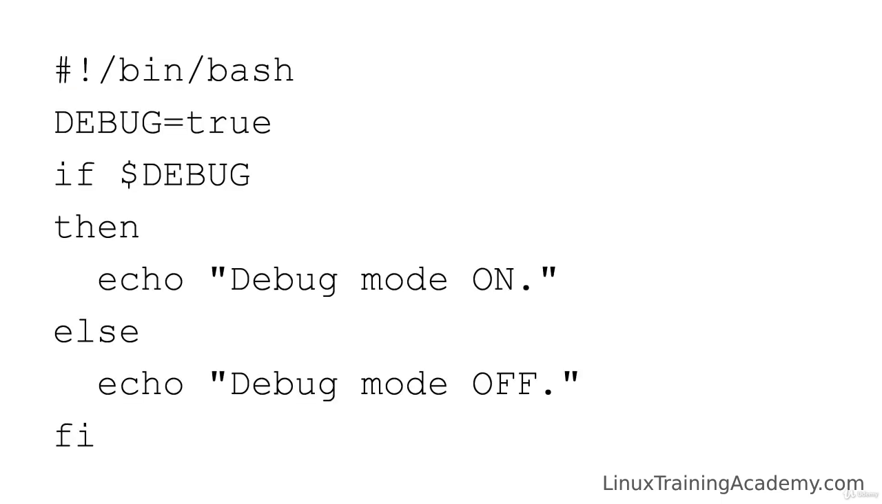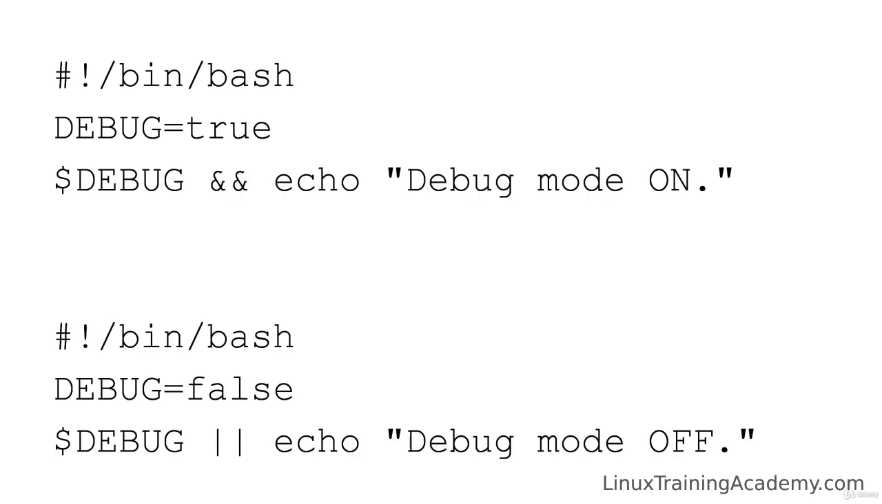Here is a simple example of using a debug variable with a boolean value. You can test if debug is set to true by using an if statement. Since debug is true, the if statement is true and echo debug mode on is executed. If you were to set debug equals to false, then the if statement would be false and the else block would be executed.